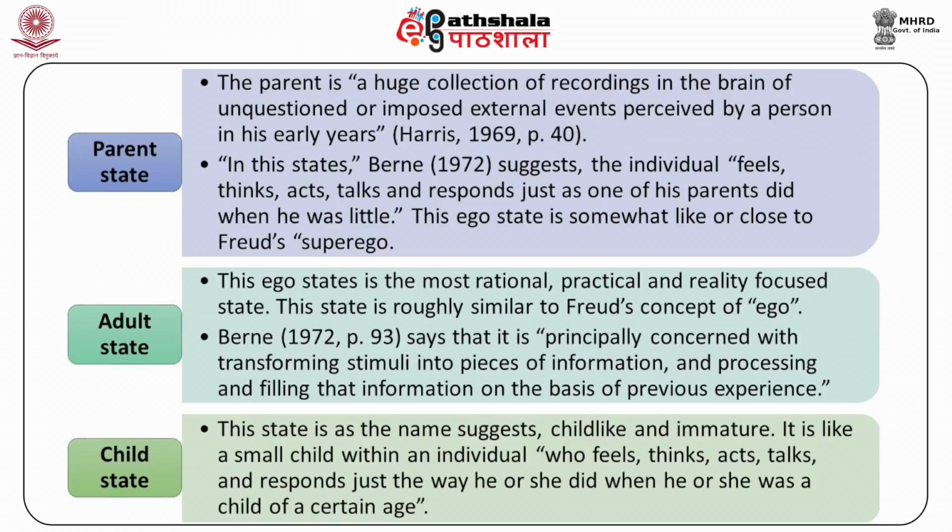Adult state. This ego state is the most rational, practical and reality focused state. This state is roughly similar to Freud's concept of ego, and Berne says it is principally concerned with transforming stimuli into pieces of information and processing and filing that information on the basis of previous experience. Child state. This state is, as the name suggests, childlike and immature. It is like a small child within an individual who feels, thinks, acts, talks and responds just the way he or she did when he or she was a child of a certain age.